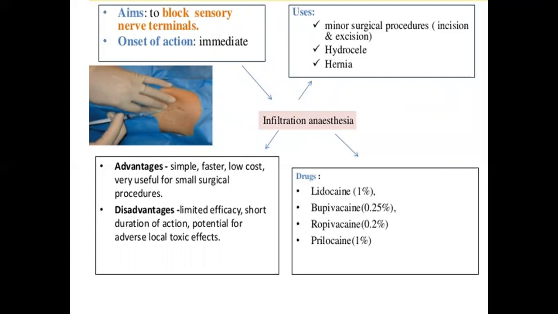The advantages of this process are that it is simple, faster, low cost, and very useful for small surgical procedures. The disadvantages are limited efficacy, short duration of action, and potential for adverse local toxic effects. The uses of this procedure are mainly minor surgical processes, hydrocele, and hernia. Drugs listed are lidocaine 1%, bupivacaine 0.25%, ropivacaine 0.2%, and prilocaine 1%.